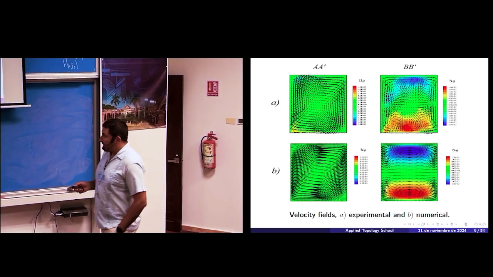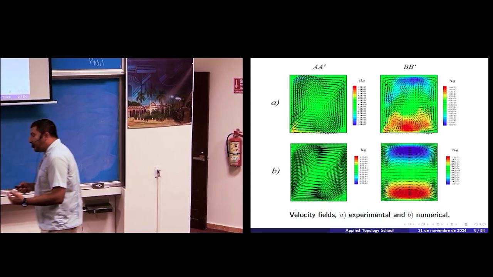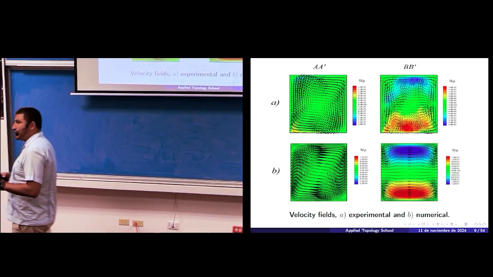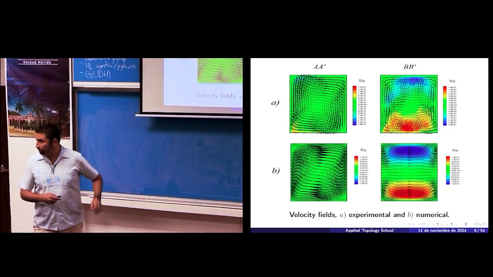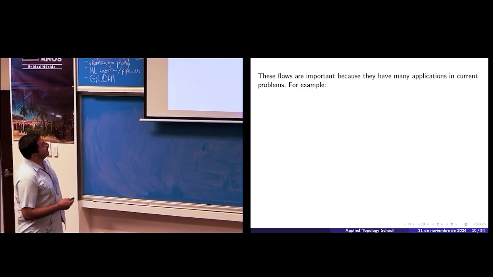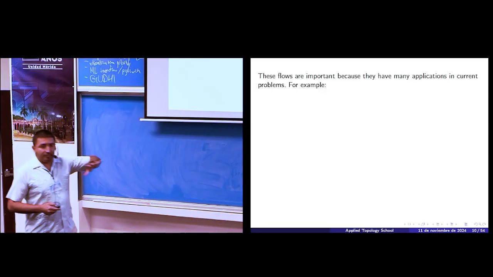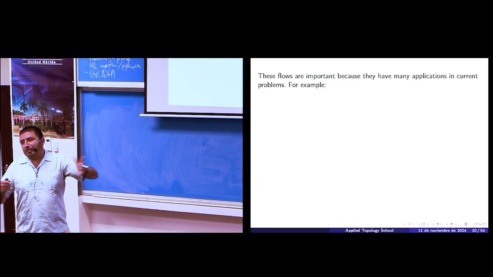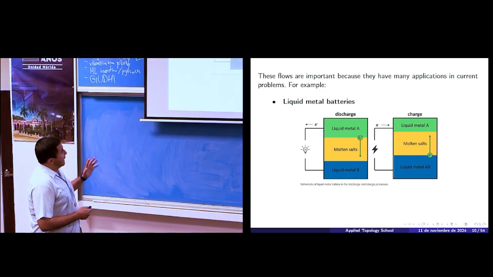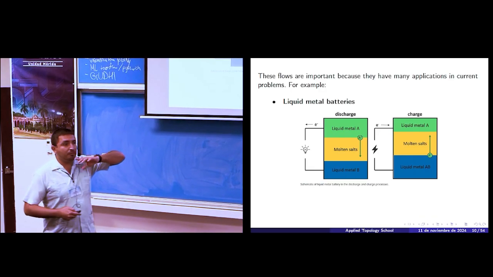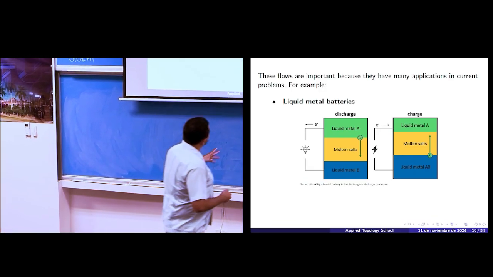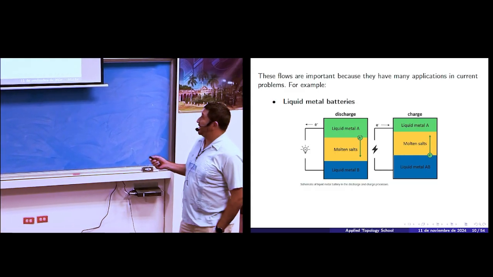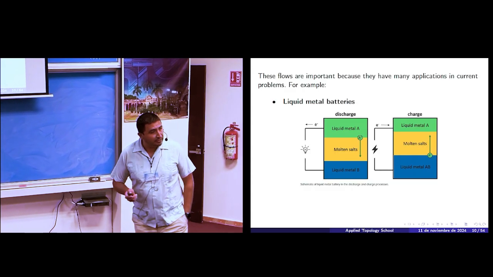Then we are going to use this numerical simulation to study the shapes of the orbits of the flow. These flows are important. Let me mention why these flows are important. There are many applications, but here I'm going to mention only one application. This is the application: liquid metal batteries.